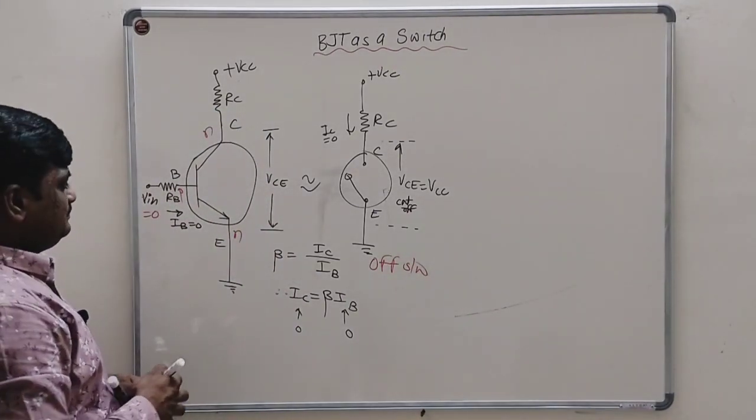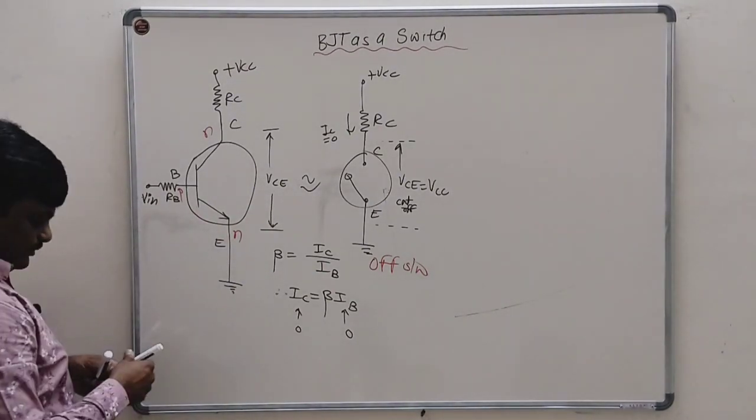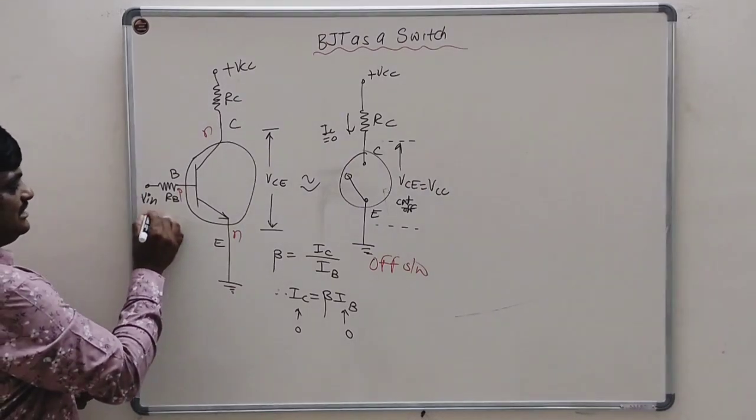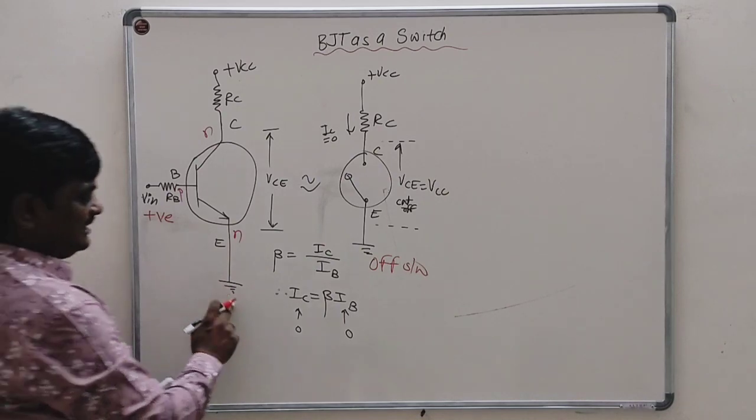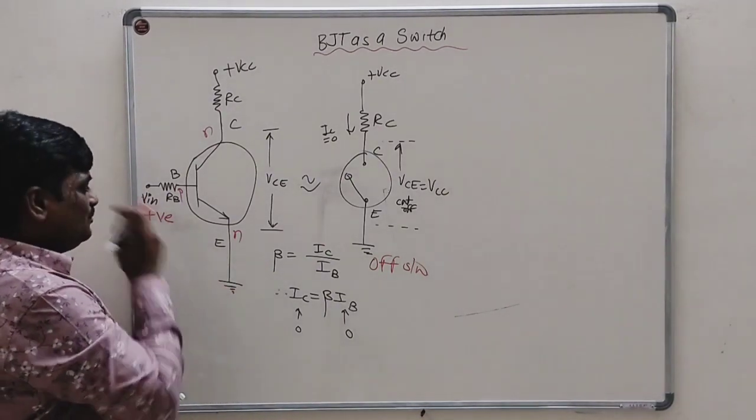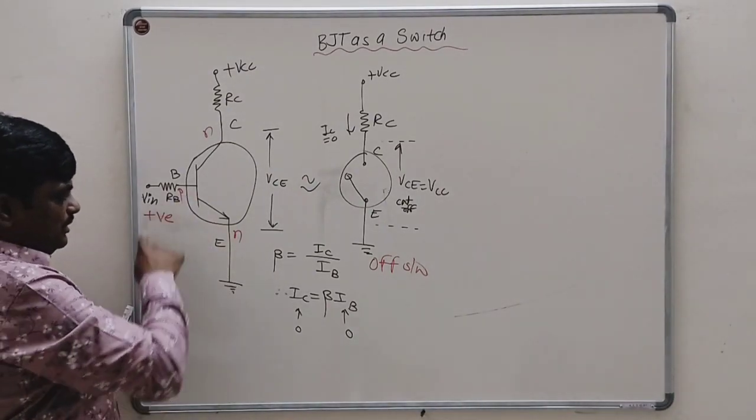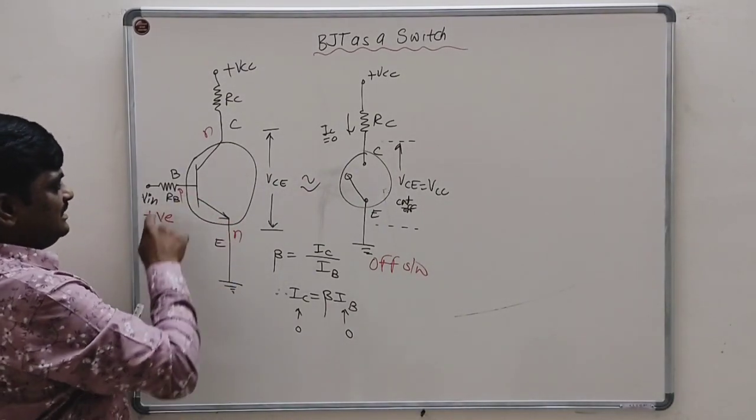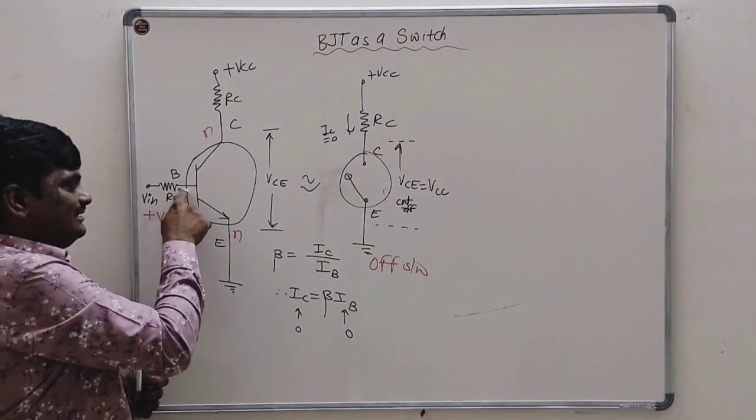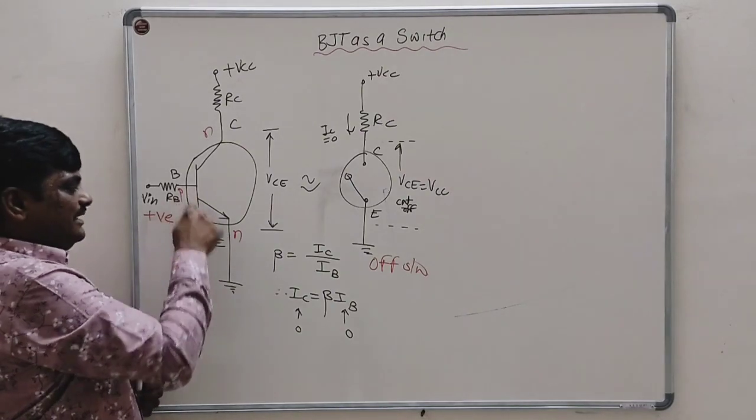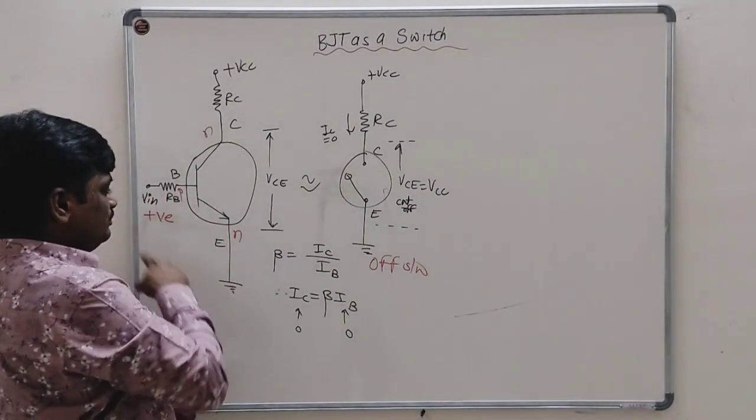Now if you consider the second case, if the input is not 0, and the input is positive with respect to the potential at emitter, that is input is greater than 0 volt, then what will happen? Now if you apply the Kirchhoff's voltage law to the input side, what is there? There is input potential, then there is some drop across this RB, then there is drop between the base and emitter.